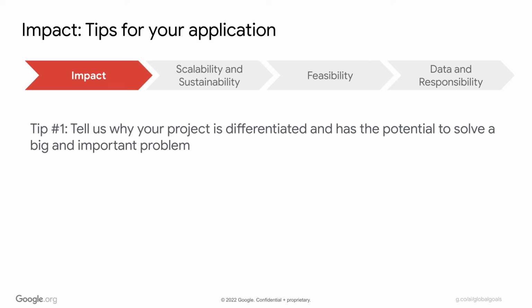On the theme of impact, here are some tips to keep in mind when filling out the application. Tip number 1 is tell us why your proposal will be effective in tackling a critical problem related to the global goals. Wherever possible, please add relevant research, trends, and data points to help us understand why the problem is urgent. Once you've clearly articulated the problem you're tackling, make sure to describe how your proposed solution directly addresses this problem and the impact you hope to achieve.